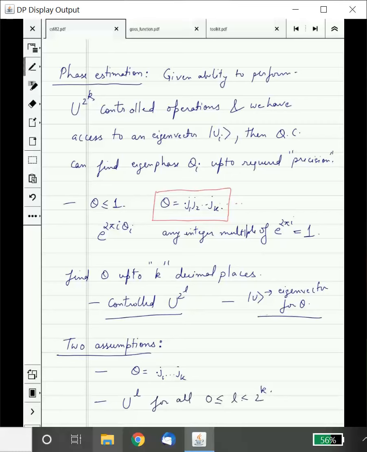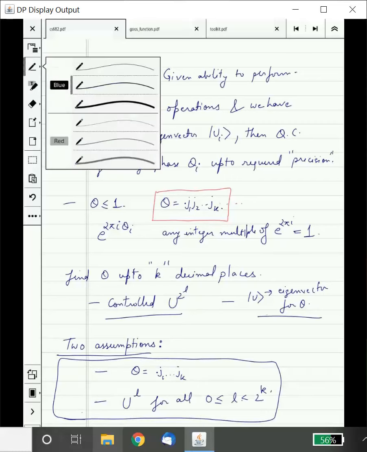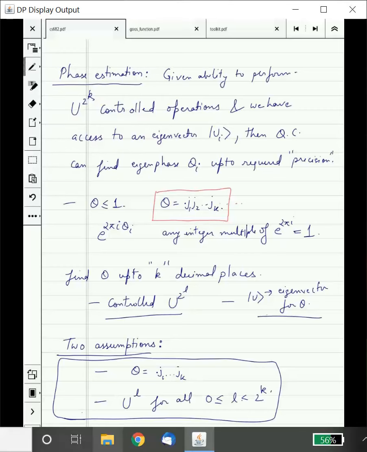This seems like a more general thing, that I have u to the power L, not just the powers of 2, but using control u to the power L, I can simulate these. And this again will be done later. To start with, let's say we have these two assumptions. My expansion just stops after k digits, and I have u to the L for all L, not just for the powers of 2. Given this, how can we do phase estimation?